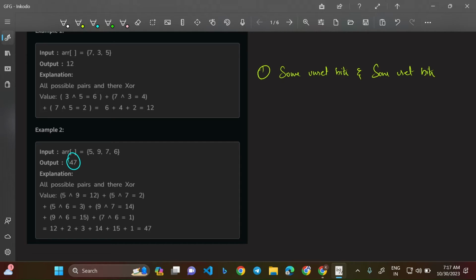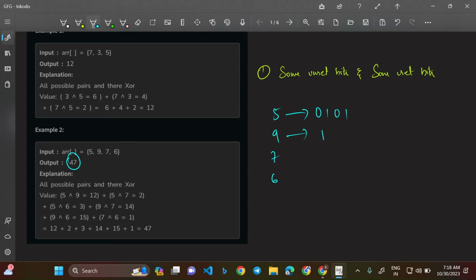Now let us evaluate with the help of bits. Let us solve this question with the help of bits. So I'll just list out all the numbers here: 5, 9, 7, 6. All right, so what is the representation of 5? That is 0 1 0 1.